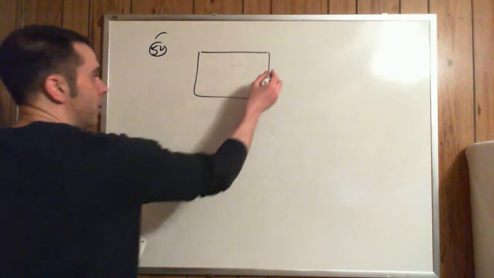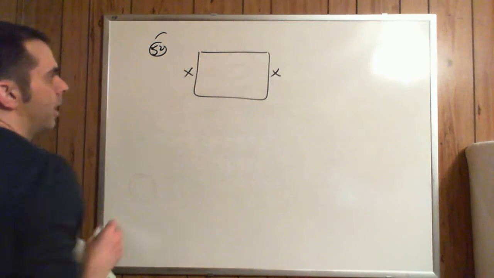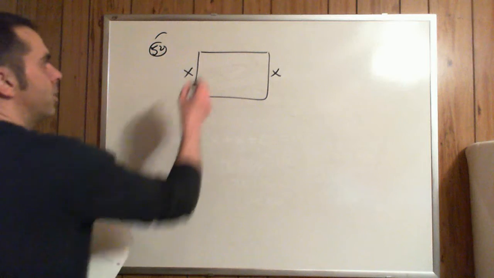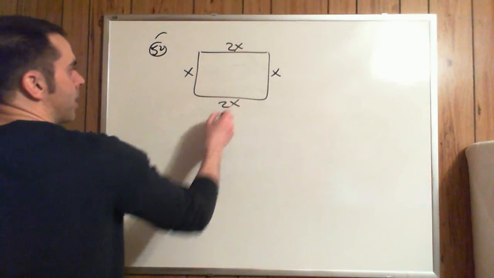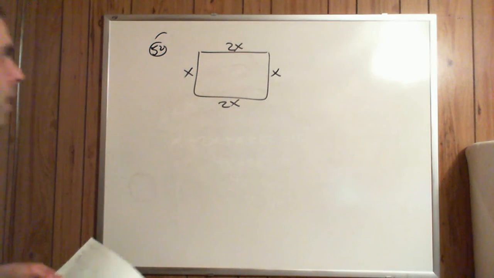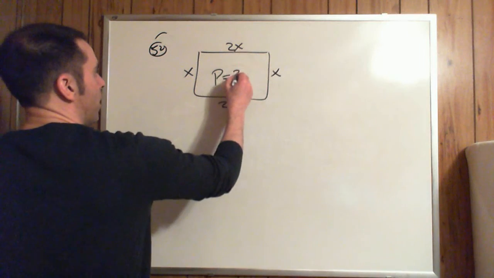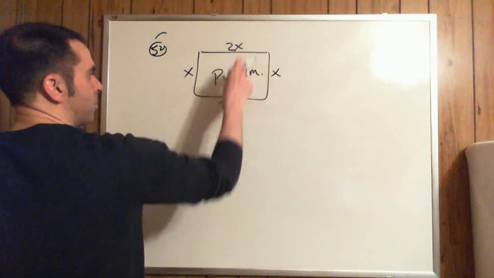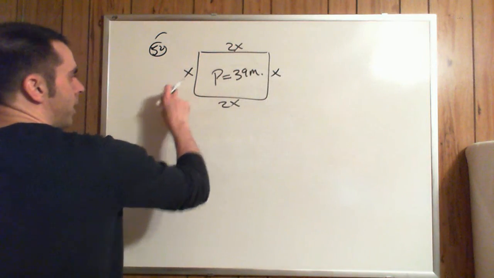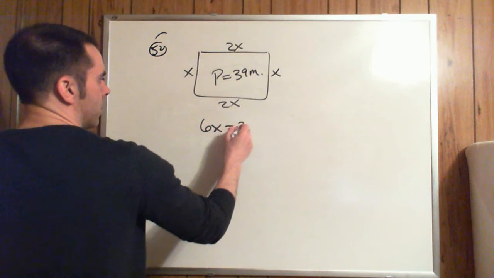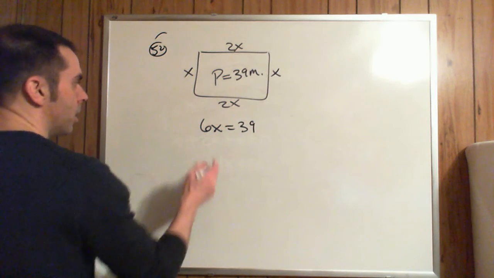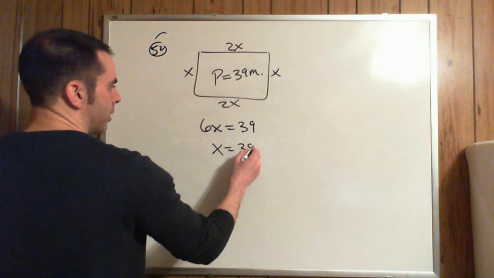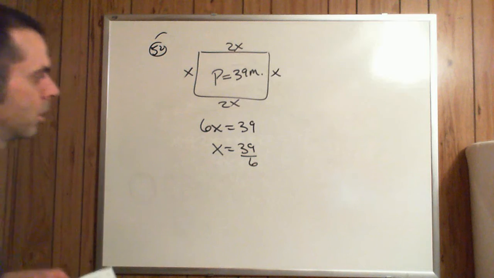Well, if I don't know what the width is, call it x. And the length is twice that. Well, a rectangle has two lengths and two widths, so then the perimeter, the distance around it, is 39 meters. So add up all the sides. 2x plus 2x plus 1x plus 1x is 6x equals 39. Divide, and x is 39 over 6.